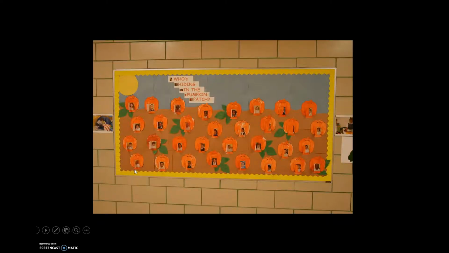This was a really easy bulletin board to make. All the kids needed to do was paint their pumpkins, and then I cut a slit through the door and put their pictures behind them. The kids loved trying to guess and figure out who was hiding behind each pumpkin.